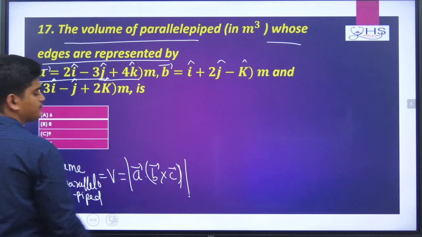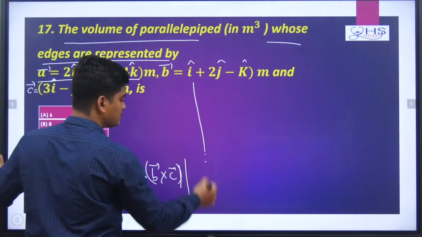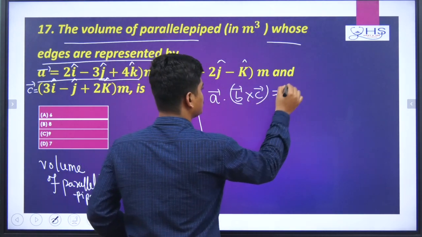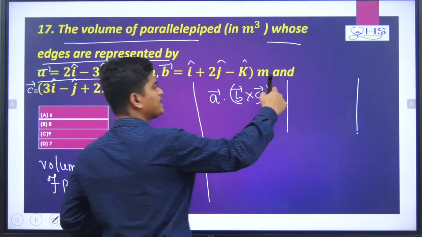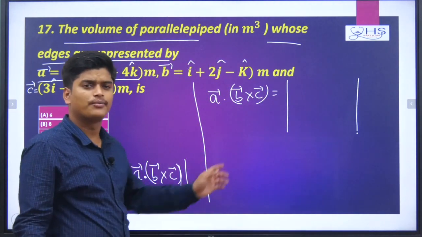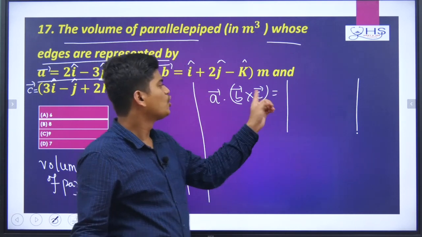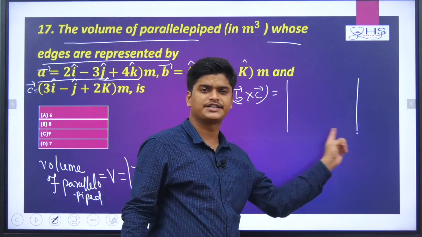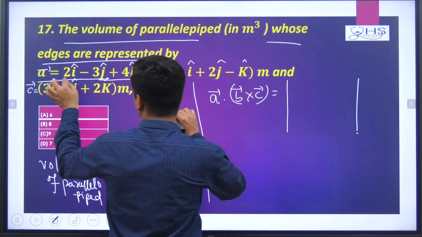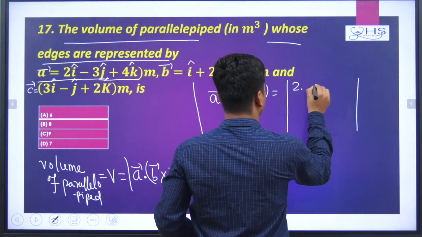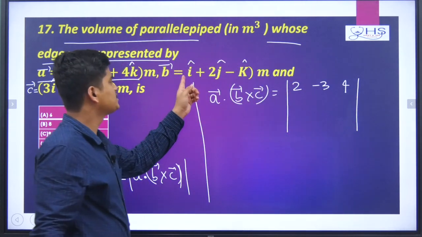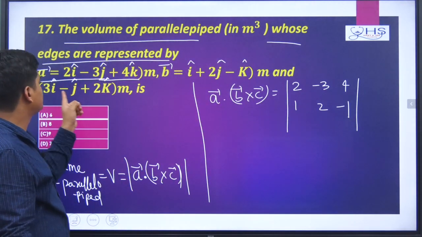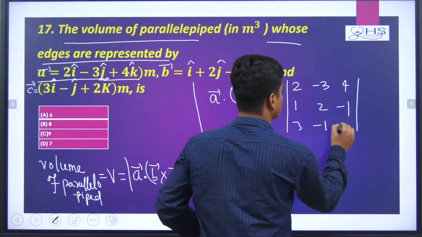We will take the mod. Now you need to find A dot B cross C. Here let me write A dot B cross C. Now A dot B cross C you can find in determinant format. First you have to write the coefficients of i, j, k for the A vector, the coefficients of i, j, k of the B vector, and the coefficients of i, j, k for the C vector. I have to fill like this. A vector is given 2 minus 3 plus 4, so I write 2 minus 3 plus 4. B vector is given 1, 2 minus 1. And C vector is given 3 minus 1, 2, so I write 3 minus 1, 2.